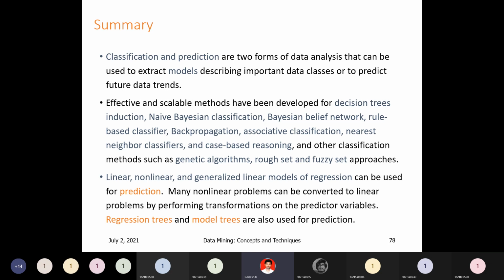Rule-based classifier, association rule-based. A rule-based classifier is nothing but different association rules. Next, back propagation. This is the main one, back propagation. Back propagation means neural network.